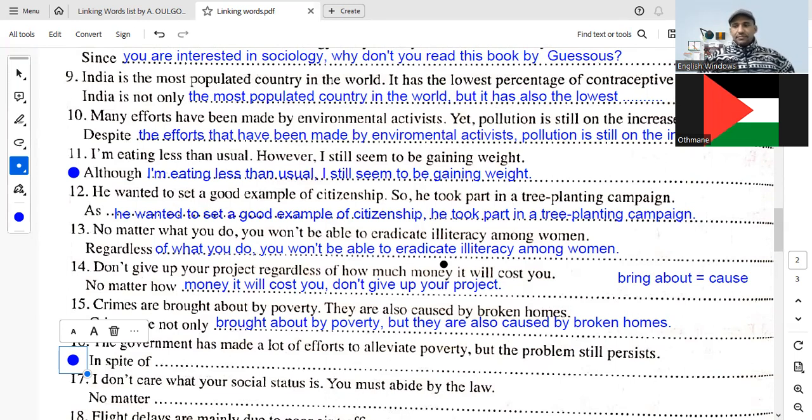In spite of, I do a lot of effort. In spite of, use the fact that. In spite of the fact that I do a lot of effort to be a very good footballer, I don't play football very well. I don't play well, as expected. Great, very good.